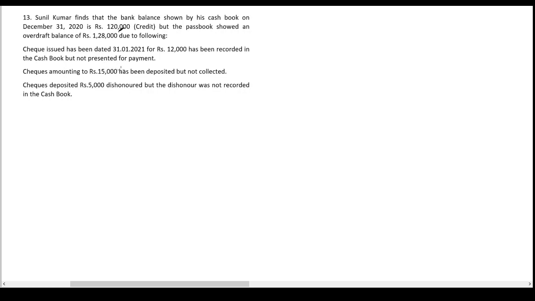Check issued dated 31st January 21 for rupees 12,000 has been recorded in the cash book but not presented for payment. Checks amounting to rupees 15,000 have been deposited but not collected. Checks deposited rupees 5,000 dishonored, but the dishonor was not recorded in the cash book. We have to now, for this problem, prepare BRS. This is the question now. Let us start with our working notes first. We'll mark plus minus and then we'll later prepare the statement.